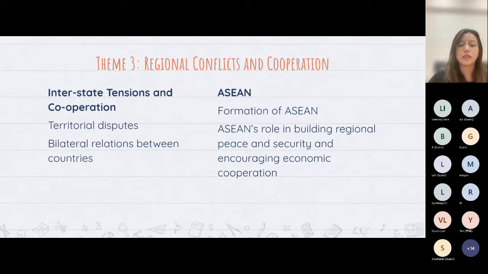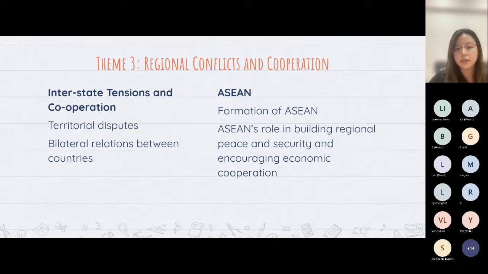So under here, we have interstate tensions and cooperation. So you will learn about different territorial disputes and bilateral relations between countries. So basically, you have to learn about every permutation of diplomatic relations. Like you learn about Singapore, Malaysia, you learn about Singapore, Indonesia, Malaysia, all of that. And I think this is quite interesting because even up till now, there are some disputes that still persist until the current day. Like you have the Pedra Branca dispute between Singapore and Malaysia. So it's quite fun to learn about all of that.